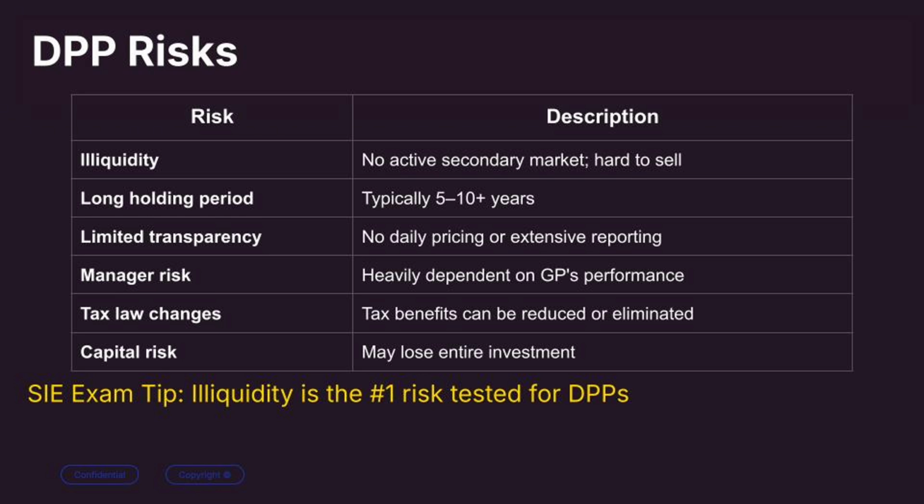And on top of all that, tax laws can change, which means the tax benefits you bought in for can shrink. Capital risk is real too. You can lose your entire investment. If the test asks for the number 1 risk associated with DPPs, illiquidity is the answer.